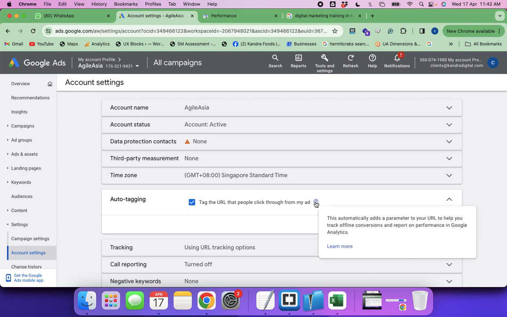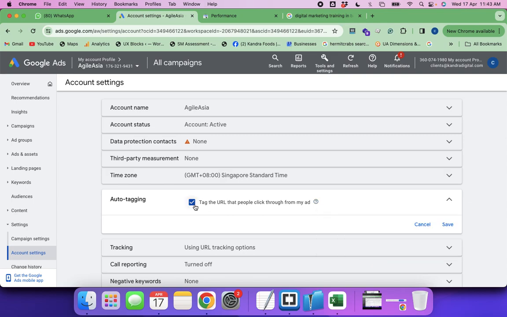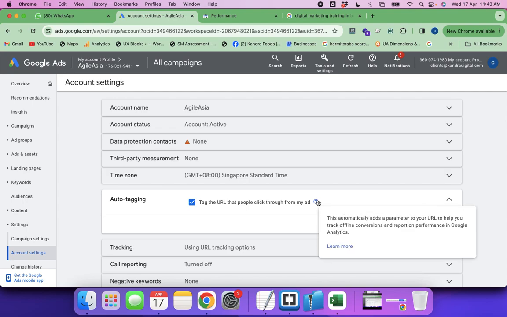Some other details will get added so that we'll be able to identify the traffic has come from Google Ads. Here there is a section to automatically add additional information, the ad or campaign details, to your URL, the landing page. When you turn this on and people click, the URL will automatically have additional components like UTM, saying Google Ads, showing the traffic has come from Google Ads. This can be turned off or you can keep it on. It automatically adds a parameter to your URL to help you track offline conversions and report on performance in Google Analytics.